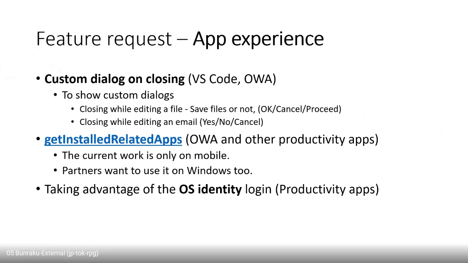So the next one is get installed related apps. This one is already being worked on for mobile. We also heard this ask from Outlook Online and other desktop apps at Microsoft, and probably some other third-party apps as well. They want to know whether any corresponding native apps are already installed in the OS so that they can customize their indication of installation of those native apps, or whether to show or not show those options. So that was another ask from desktop as well.